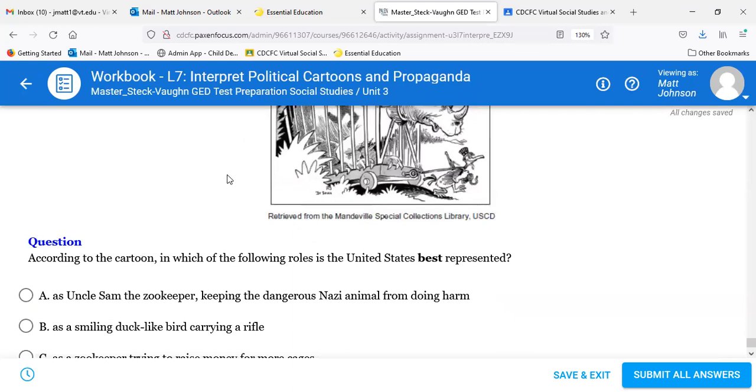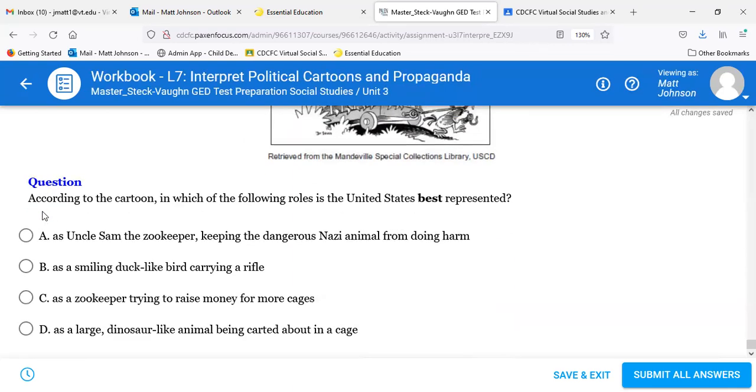Okay, it's 16, our last one. Etta, you want to read 16 for us? According to the cartoon, in which of the following roles is the United States best represented? A, as Uncle Sam the zookeeper, keeping the dangerous Nazi animals from doing harm. B, as a smiling duck-like bird carrying a rifle. C, as a zookeeper trying to raise money for more cages. Or D, as a large dinosaur-like animal being carted about in a cage.